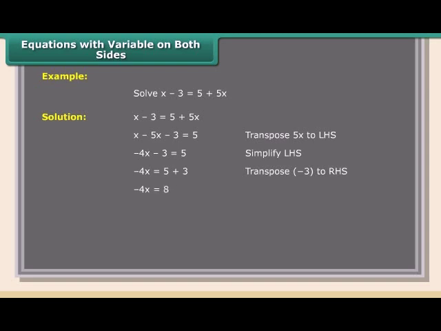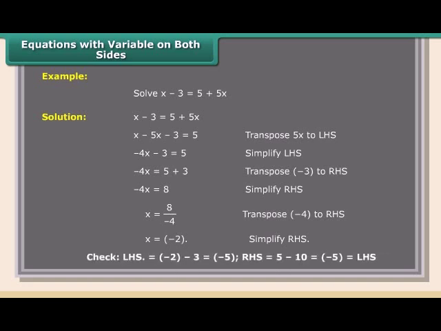Minus 4x is equal to 8. Simplify RHS. x is equal to 8 upon minus 4. Transpose minus 4 to RHS. x is equal to minus 2. Simplify RHS. Check. LHS is equal to minus 2 minus 3 is equal to minus 5. RHS is equal to 5 minus 10 is equal to minus 5, which is equal to LHS.